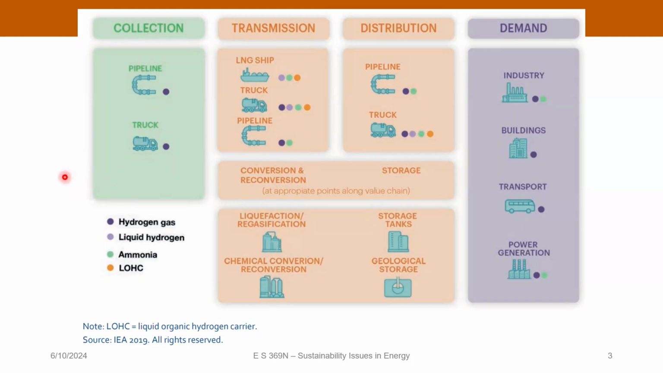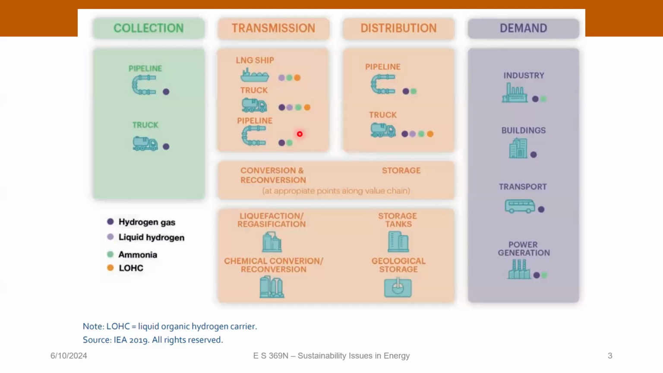Okay. So overall, you can see that there's a number of different ways of moving the hydrogen around. Like anything, they've all got issues, right? There are good points and there are drawbacks. A lot of them involve various conversion and reconversion steps. That's particularly true when you're transporting the hydrogen in a form that is not the form that the end users need. For example, you can see that most of the end users are demanding hydrogen gas or potentially ammonia in some cases.